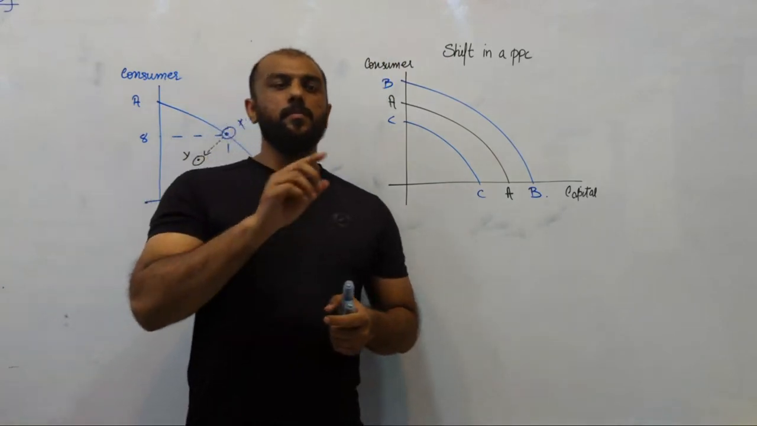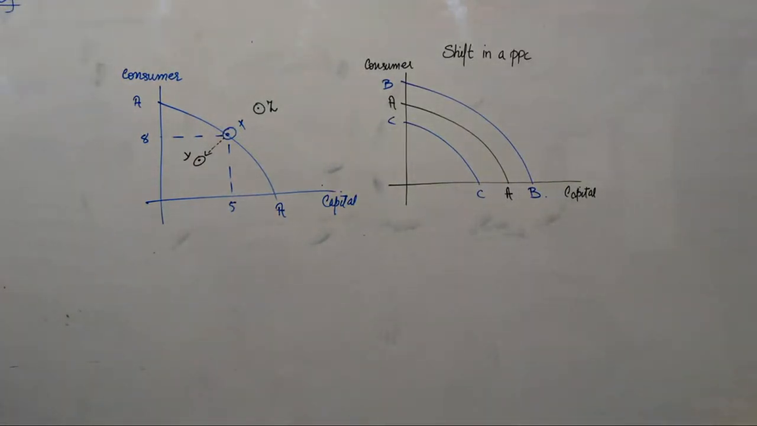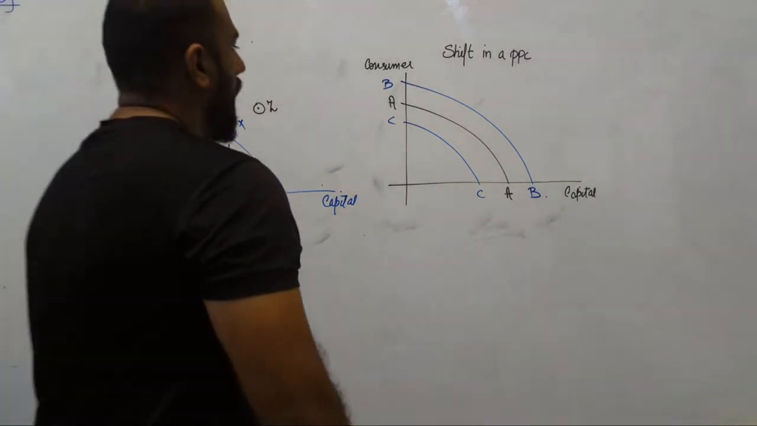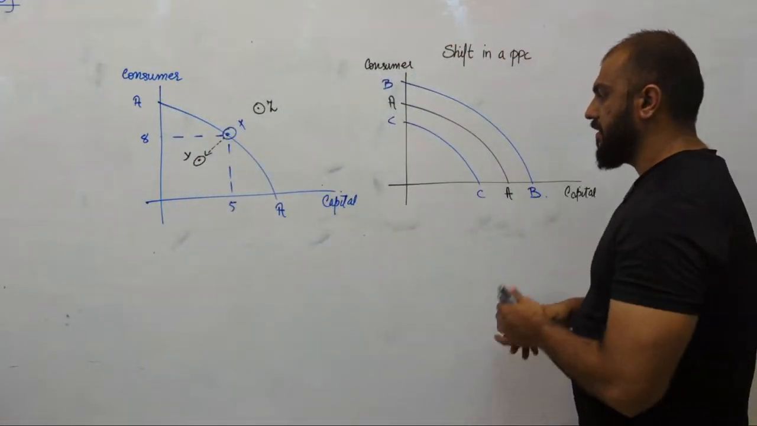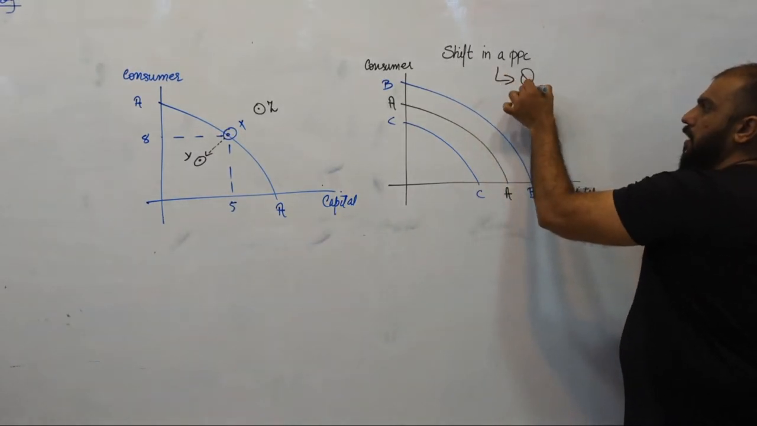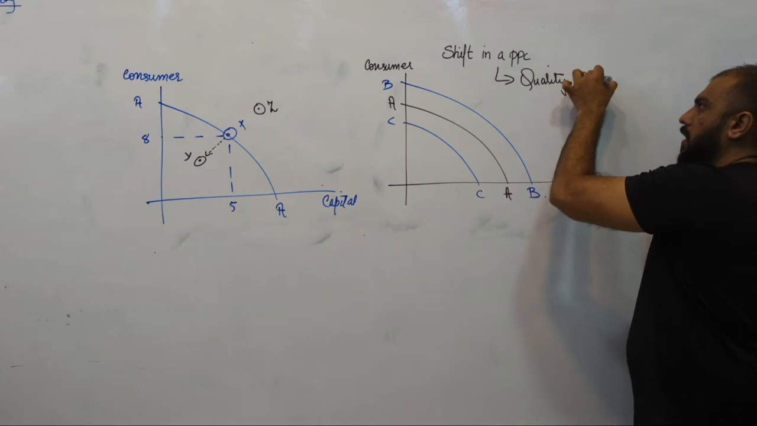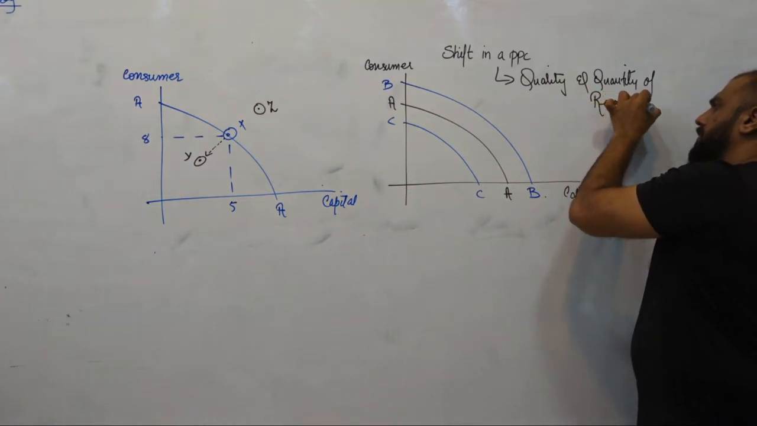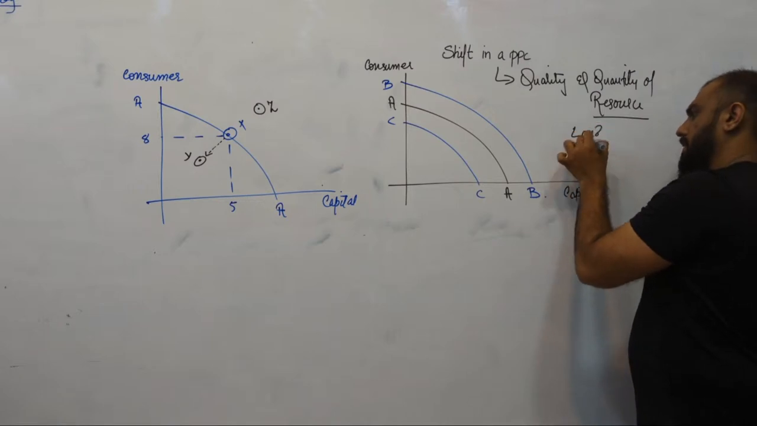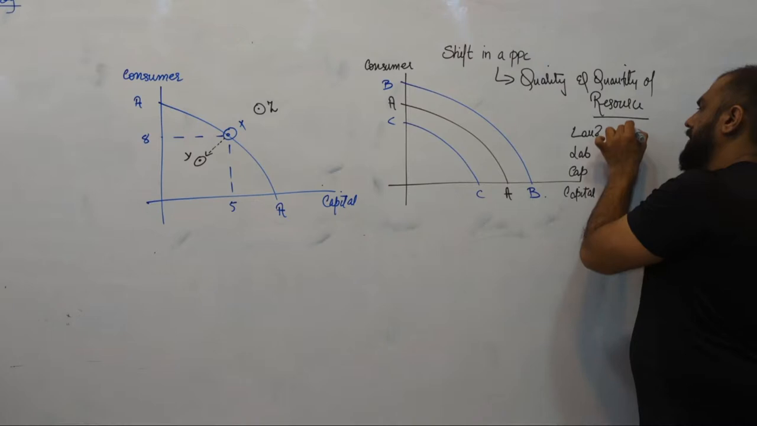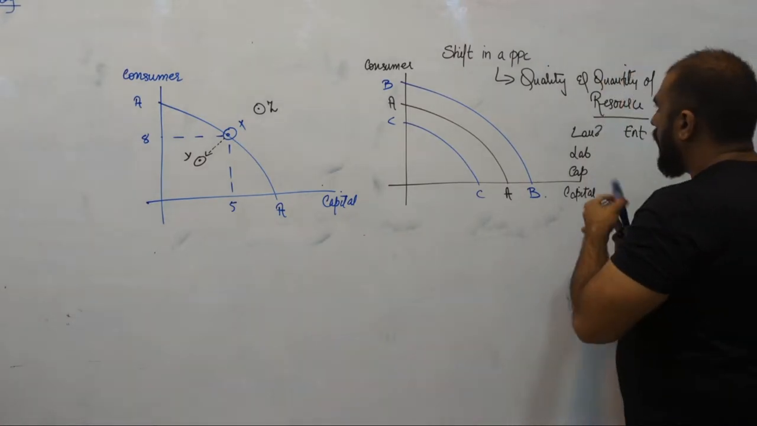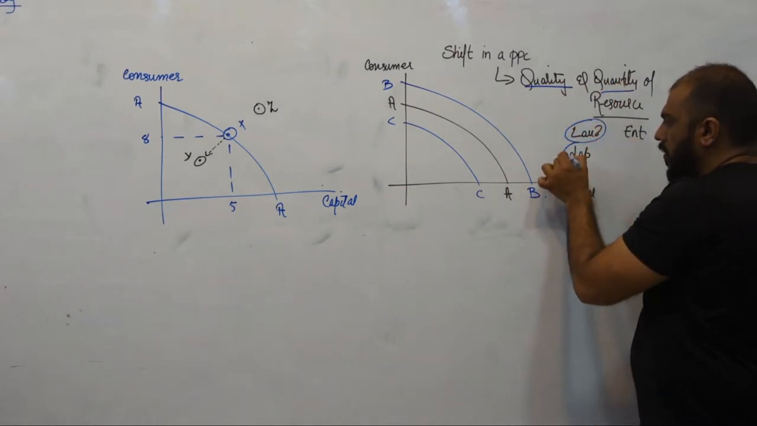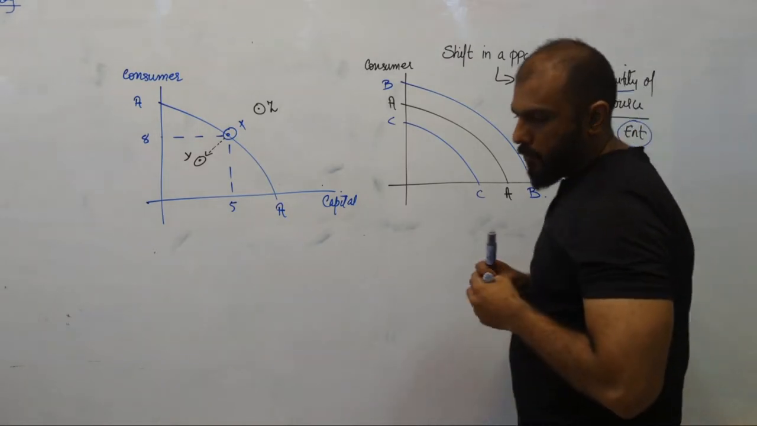Now the question arises, why would the productive capacity increase or decrease? So a shift depends on the quality and quantity of resources. Resources means factors of production: land, labor, capital, and entrepreneur. So whenever the quality or quantity of any one of these changes, the PPC would shift.